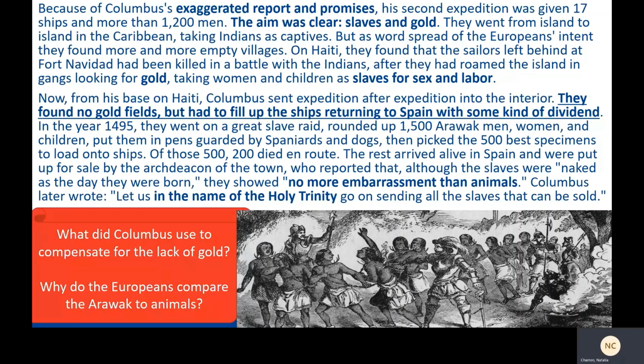The rest arrived alive in Spain and were put up for sale by the archdeacon of the town, who reported that, although the slaves were naked as the day they were born, they showed no more embarrassment than animals. Columbus later wrote, "Let us in the name of the Holy Trinity go on sending all the slaves that can be sold."